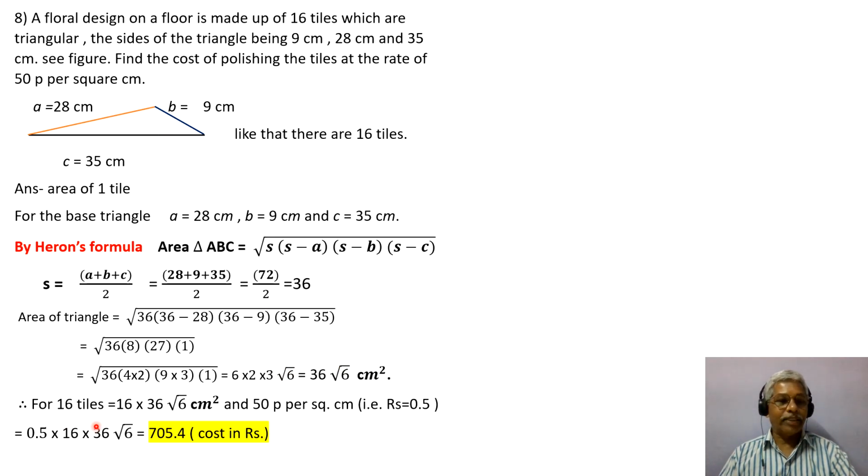So for 16 tiles, it is 16 into 36 root 6 centimeters square, and for 50 paise per square centimeter, that is rupees 0.5. If you multiply all this, you are getting 0.5 into all this. The total cost comes out to be 705.4 in rupees, if you multiply all these things and take the value of root 6.